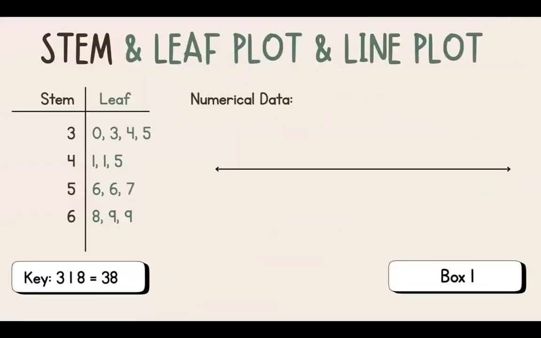Now, in order to understand what a stem and leaf plot and line plot is, let's take a look at all of the data we have provided from the stem and leaf plot. If you take a look at this stem and leaf plot, the left-hand side, which is called the stem, is the tens place value, and the leaf, which is the right-hand side, is the ones place value. Well, how do I know that? If I take a look at the key, you have the number 3, and you have the divider, and then you have 8. And then that equals 38.